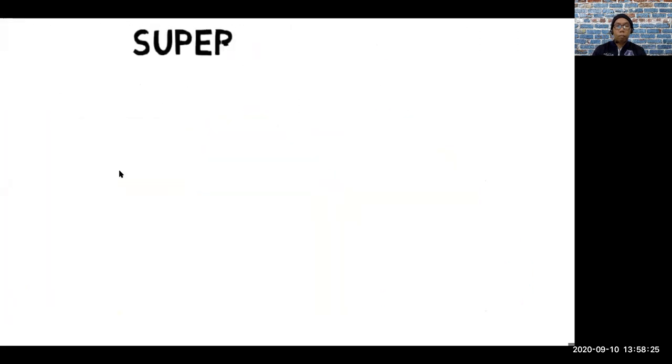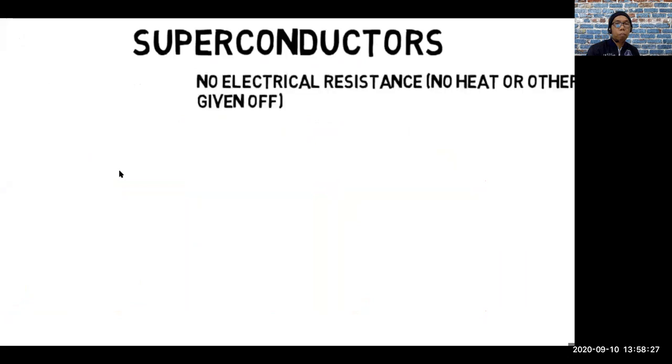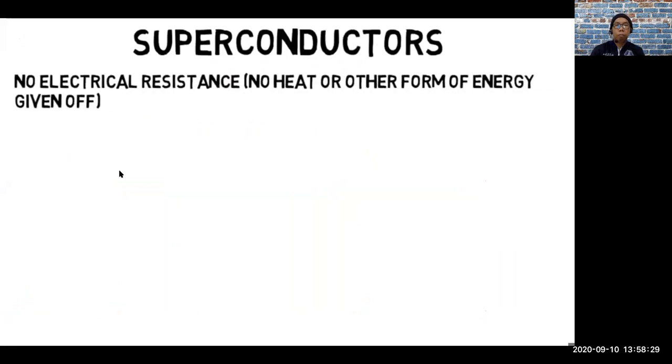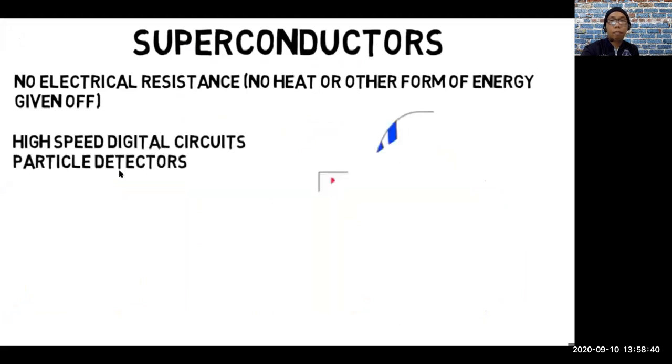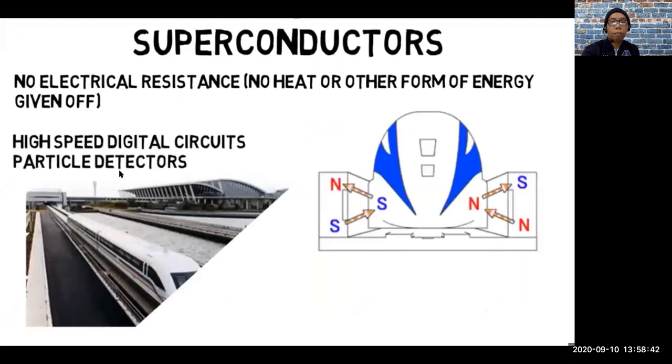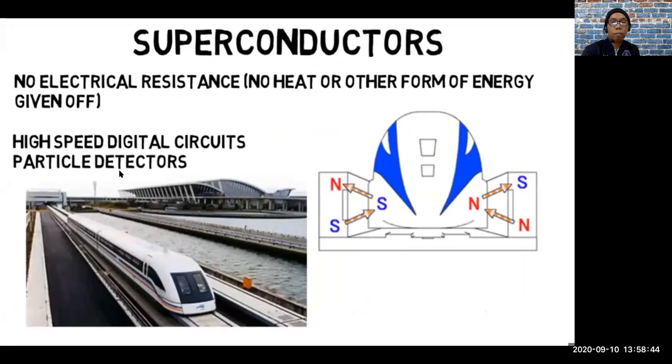You could work on making superconductors, which are materials that have no resistance to electron flow, like no heat or other form of energy is given off, unlike your electronics, which get hot as you use them. And superconductors can be used for high-speed digital circuits, particle detectors, trains that use magnetic levitation and don't make contact with the ground, and so on.